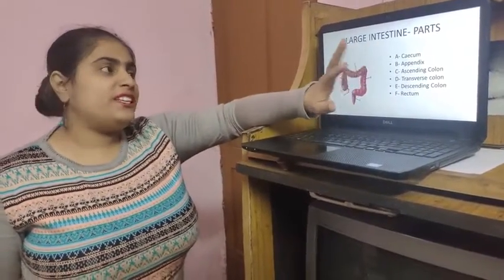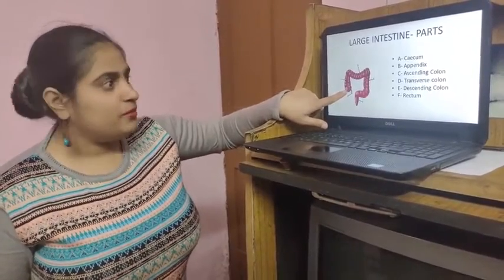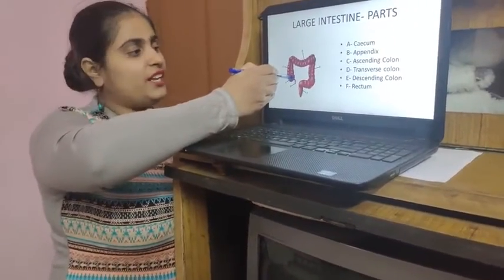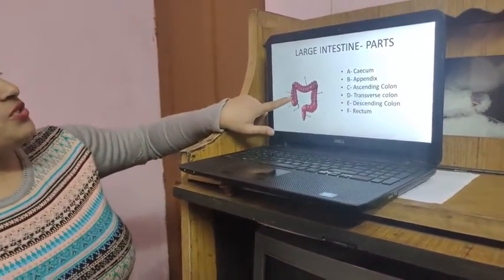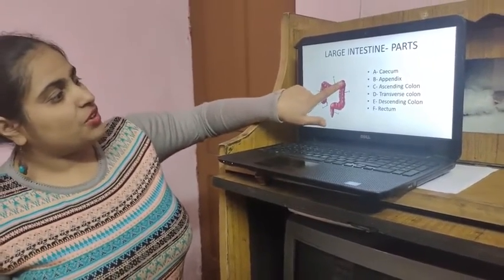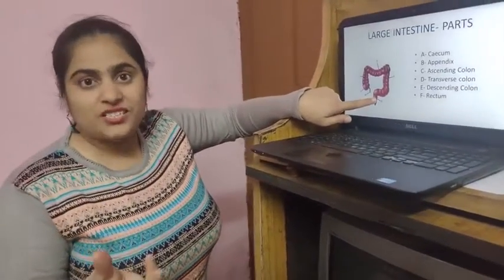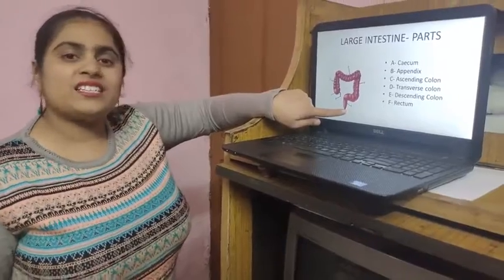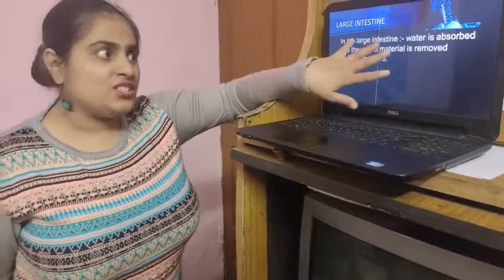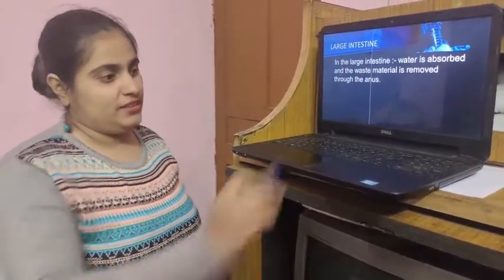Now, let's see firstly the parts of the large intestine. Here, this is the cecum. We can see here, the small intestine enters the large intestine through the cecum. Then the cecum leads to the colon. This is the colon. This is the ascending colon, then the transverse colon, and then the descending colon. The last part is the rectum, which stores the feces, which is undigested food. And lastly, the anus is present, through which waste exits the body. In the large intestine, basically water is absorbed and all the waste material is removed through the anus.